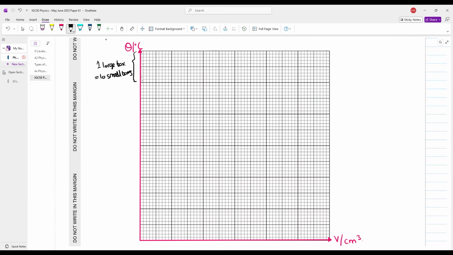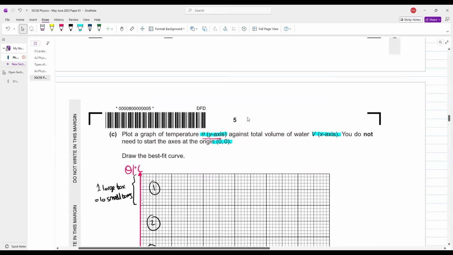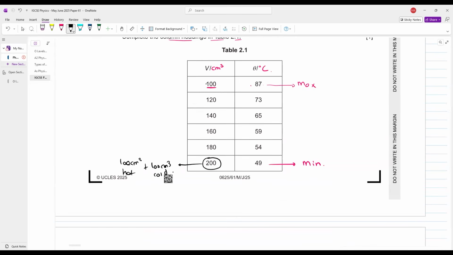So how many such large boxes are there? 1, 2, 3, 4, 5 and 6. So we have 6 large boxes on the y-axis. Let's write that down. Now, how will you calculate the scale on the y-axis? Very easy. Maximum value minus the minimum value divided by number of large boxes.